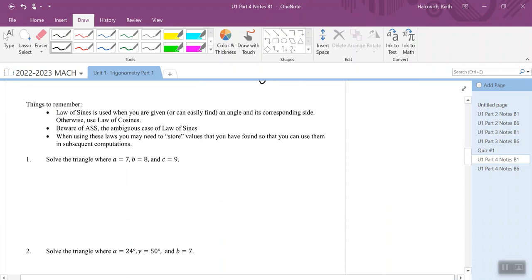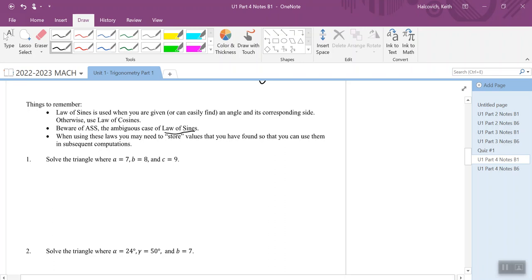Things to remember. The law of sines is used when you are given an angle and its corresponding side. Otherwise, you can use the law of cosines. Beware of the ambiguous case of the law of sines. We'll talk about that. And when using the laws, you may need to keep the values in your calculator so you can use them without rounding. We've talked about that.